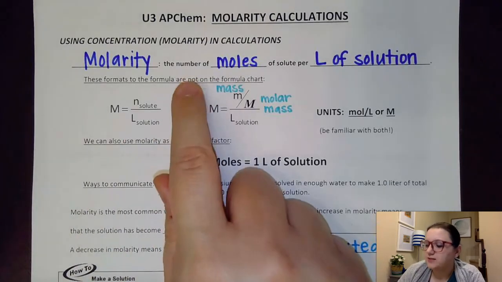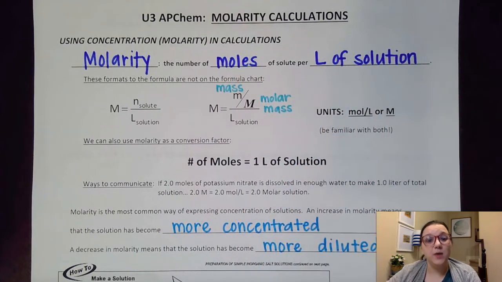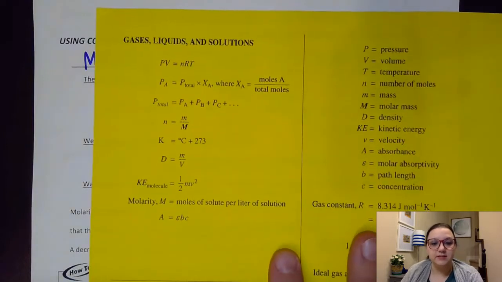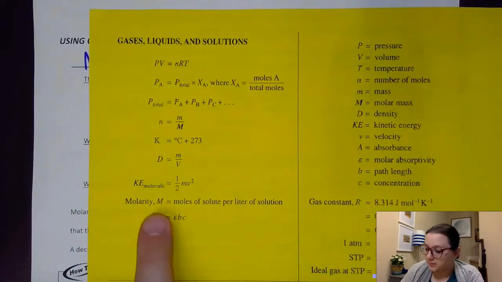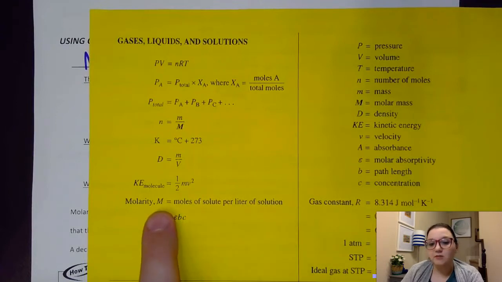Molarity itself is defined as the number of moles of solute per liter of solution, and that is the way that it's shown on our formula chart in the gases, liquids, and solutions section. You'll notice molarity, big M, moles of solute per liter of solution. Now we do have to be very careful with that big M.